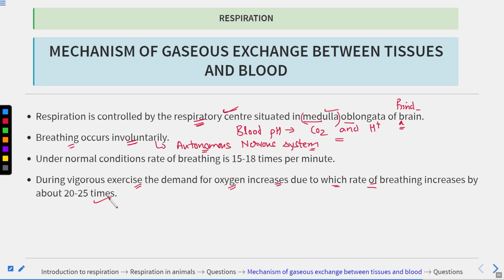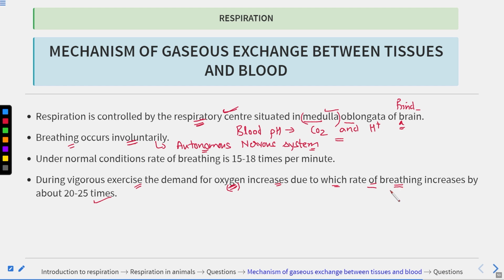During vigorous exercise, you need a lot of energy. So there is a lot of respiration and the oxygen demand also increases. Why does the oxygen demand increase? Because the energy demand increases, and by the oxidation of the respiratory substrate, or the oxidation of the assimilated food, energy is generated. So the respiration rate as well as the breathing rate increases.